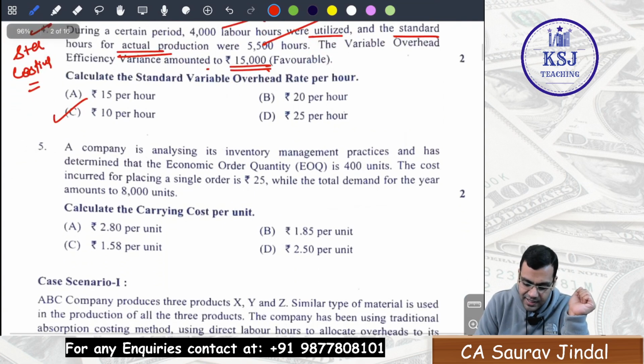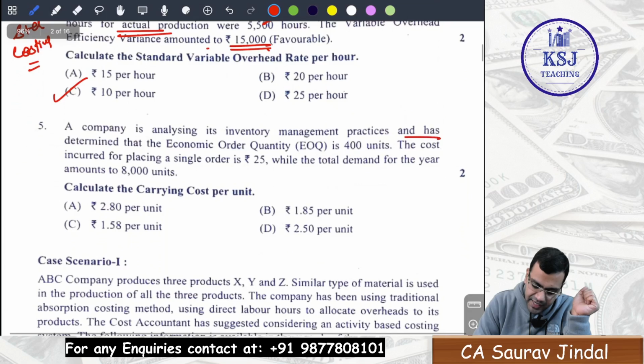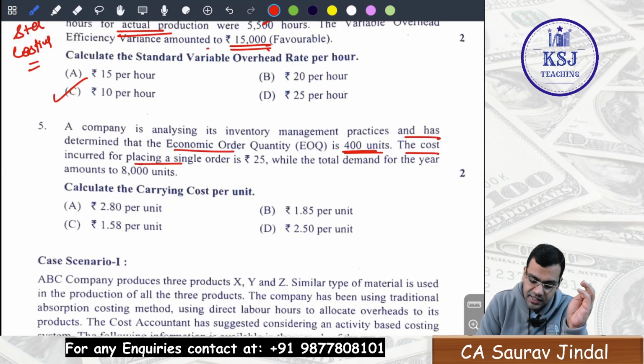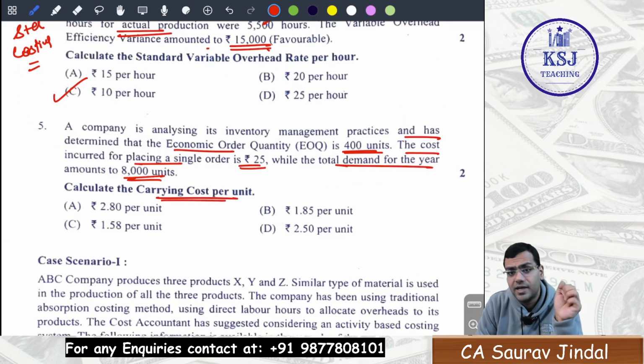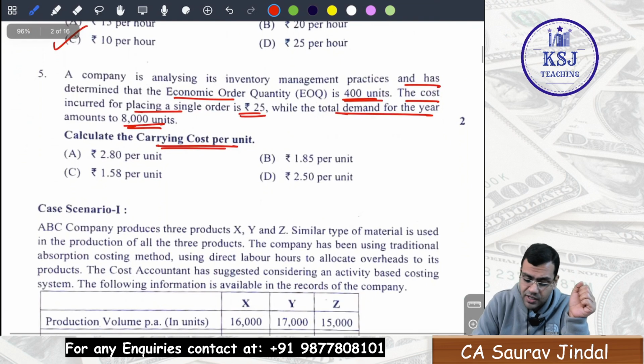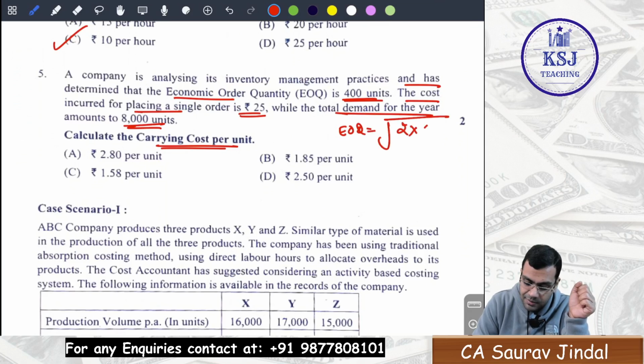A company is analyzing its inventory management practices and has determined that the EOQ is 400 units, the cost incurred for placing a single order is 25, and the total demand for the year is 8,000. Calculate the carrying cost per unit. So what is the formula for EOQ? EOQ is equal to the square root of 2 into annual demand, 8,000, multiplied by 25, divided by carrying cost per unit per annum. EOQ is given as 400.